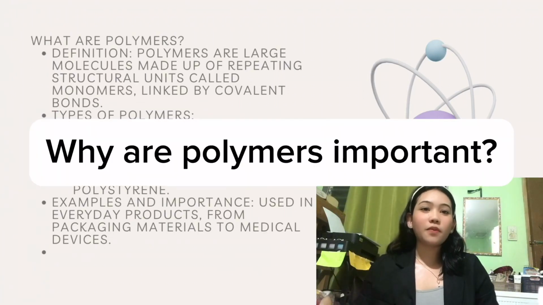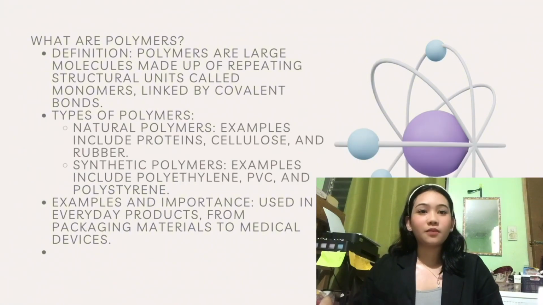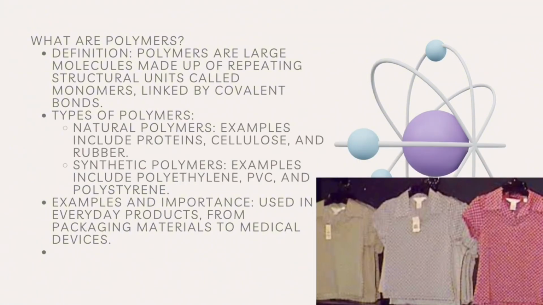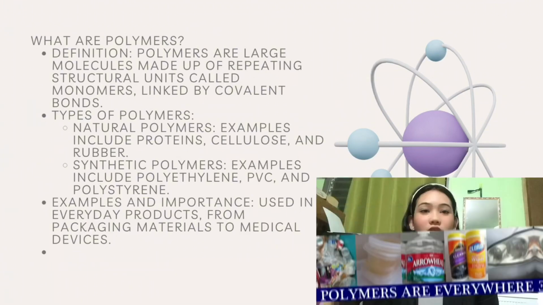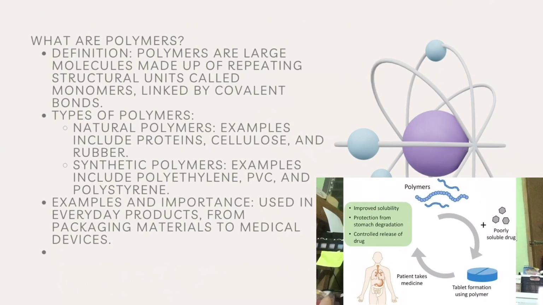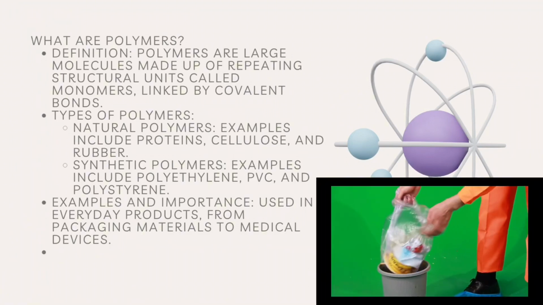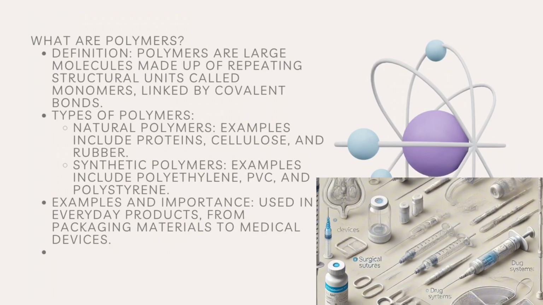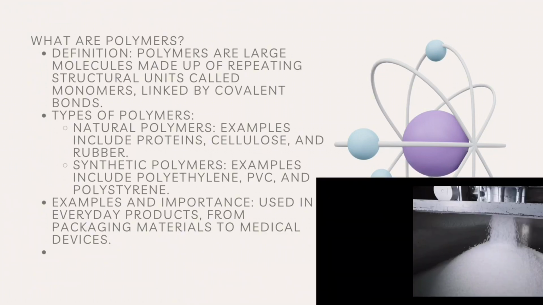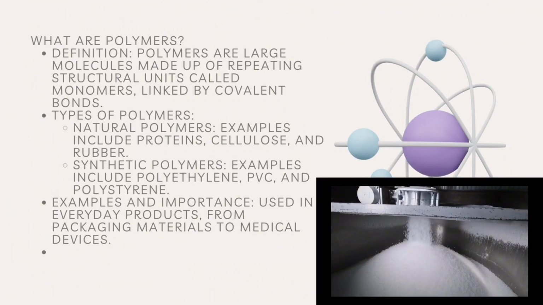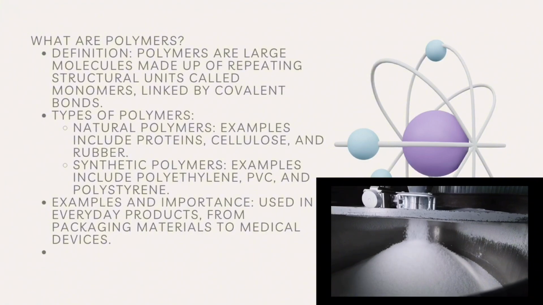So why are polymers important? It's because polymers are everywhere. They are in our clothes, cars, homes, and even in our bodies. They are used to make everything from packaging materials to medical devices. And their versatility makes them incredibly important in modern society.